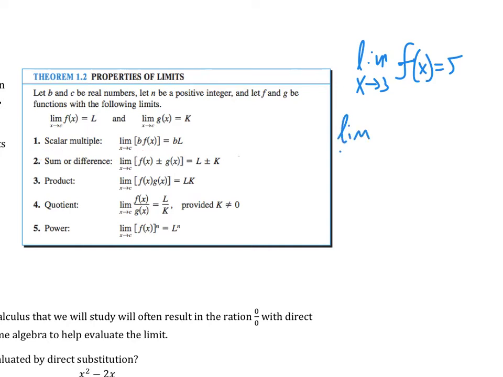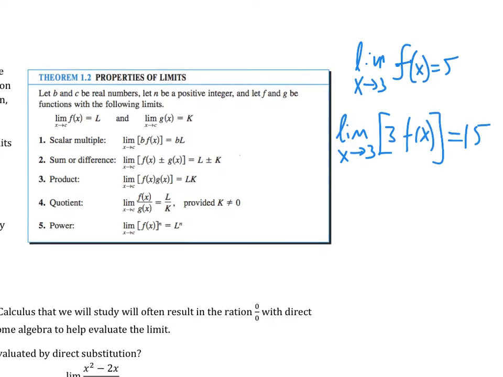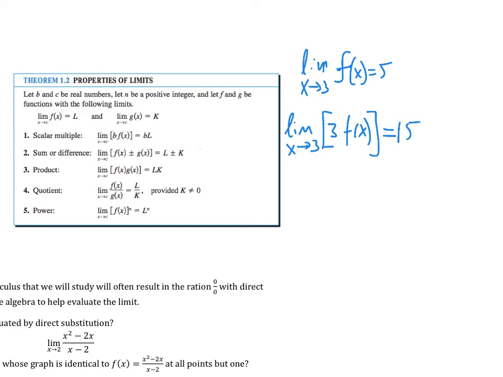So if I have this same function that I just graphed up above, and I want to know what 3 times f of x is. Well, I know that the limit of f of x as x goes to 3 is 5. Well, if I have 3 times f of x, it's just going to be 3 times that, 15. All right. If I have two functions, let's say I have another function, g of x. And let's say that we know that the limit of g is 2.